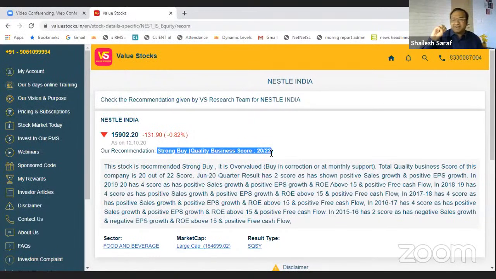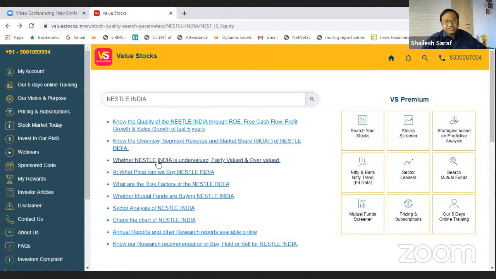Now the third part, we come to the third part, which is the valuation. Okay, so now go to the valuation. So you can say Nestle is, see, these are the 7-8 questions which every investor needs to know. What is the quality of the company? Then what does Nestle do? Then whether it is undervalued, fairly valued, or overvalued. So now let's see whether it is overvalued or undervalued. So every stock we have actually graded overvalued or undervalued. Okay, so let's click over undervalued and overvalued.